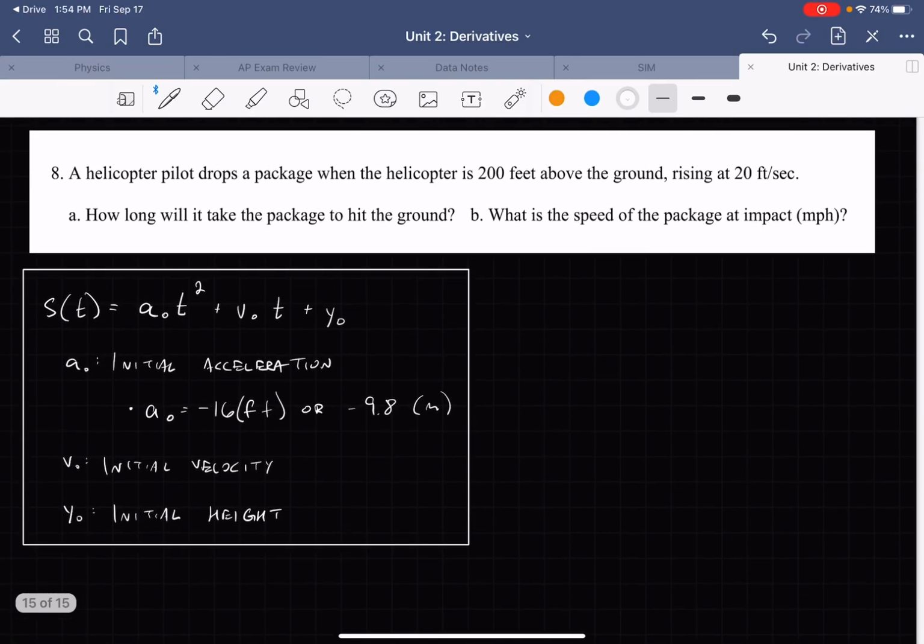All right, so here's number 8. A helicopter pilot drops a package when the helicopter is 200 feet above the ground, rising at 20 feet per second. How long will it take the package to hit the ground? So that's part A, how long? And then part B, what is the speed of the package at impact?